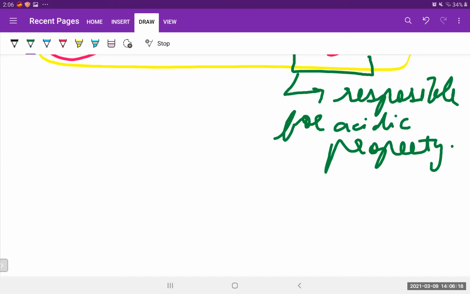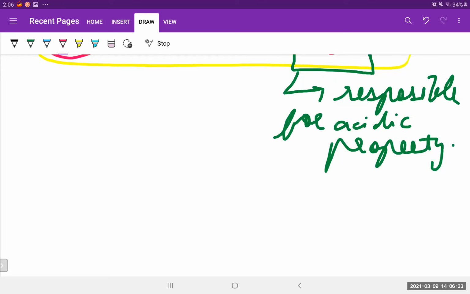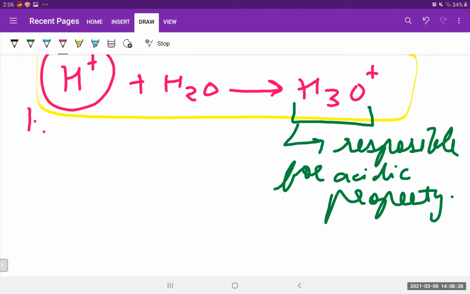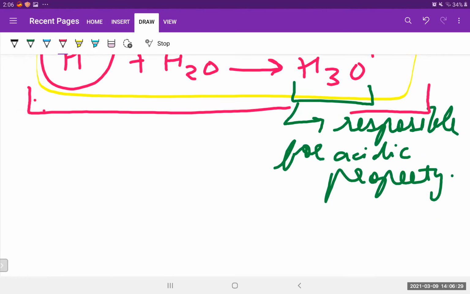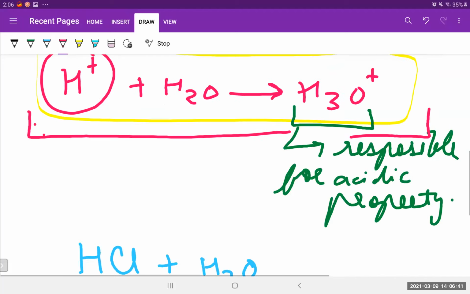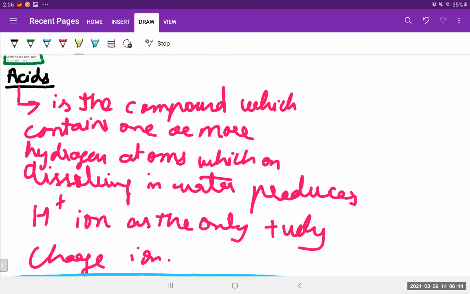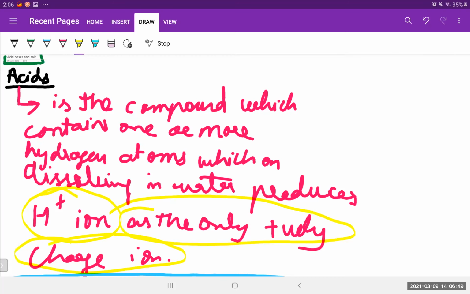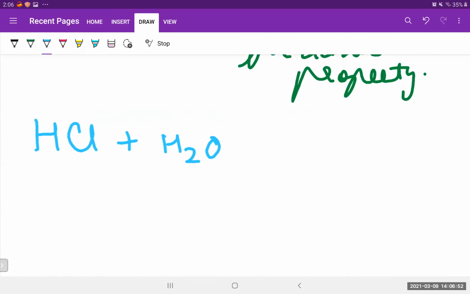Minerals are inorganic. Okay, so let's dive into them. I'll give you some examples which will help you relate to the equation we mentioned here. If I take HCl, hydrogen chloride, it's a very harmful, very corrosive acid. When it is dissolved in water, according to the definition, it will give H plus ion as the only positively charged ion. Nothing else other than H plus as positive will be given.